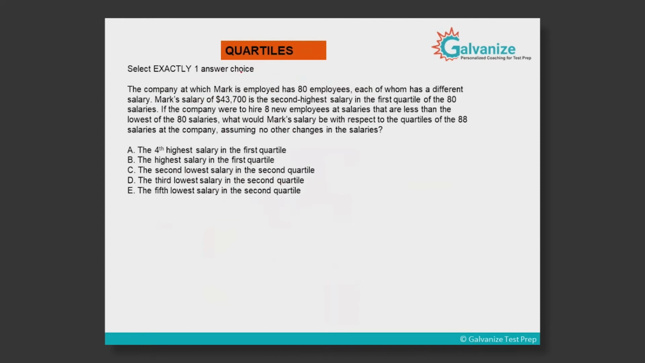Select exactly one answer choice. This is a multiple choice question. The company at which Mark is employed has 80 employees, each of whom has a different salary. Mark's salary of $43,700 is the second highest salary in the first quartile of the 80 salaries. If the company were to hire 8 new employees at salaries that are less than the lowest of the 80 salaries, what would Mark's salary be with respect to the quartiles of the 88 salaries? It is very, very confusing if you read this as a whole chunk, right?